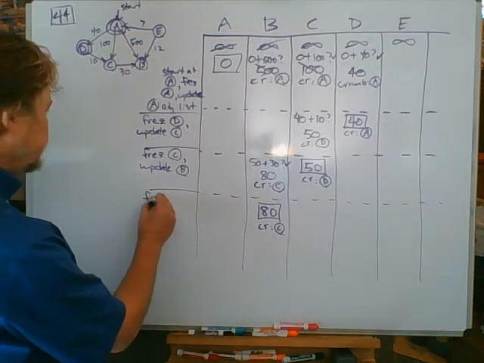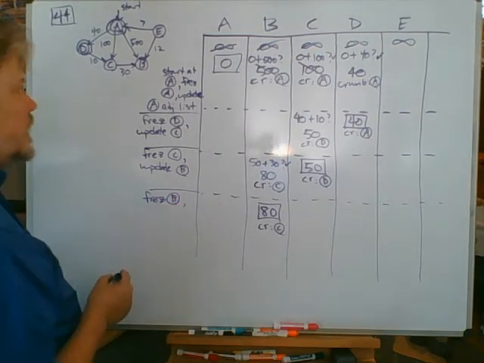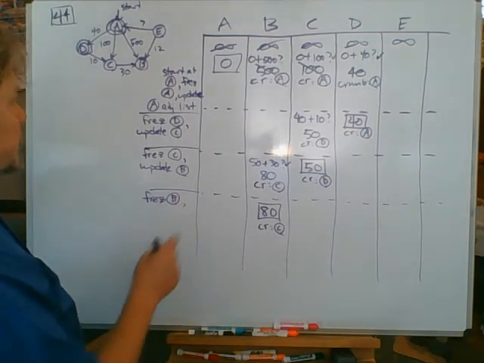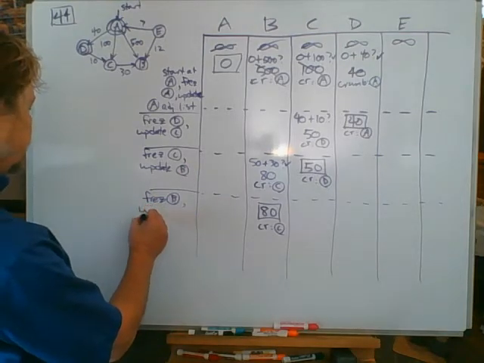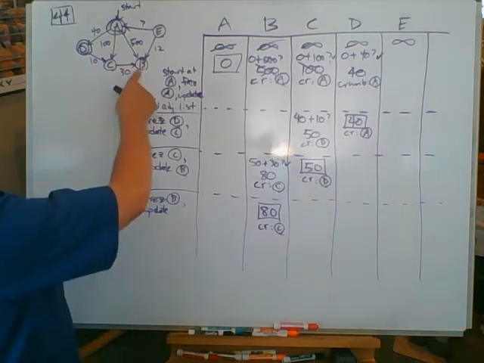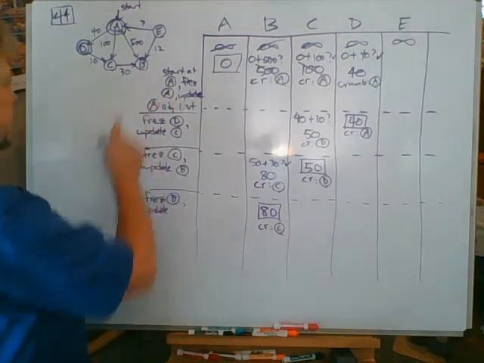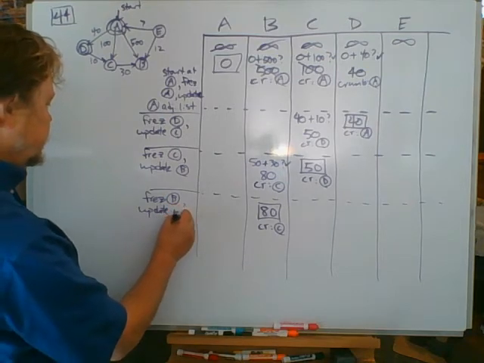Freeze B. Yay, I got the name of the node right the first time. Freeze B, update whoever B, well, B is getting a lot of attention, but it doesn't radiate out anywhere. All arrows at B are incoming. Update none.